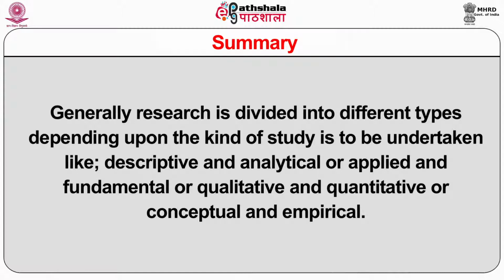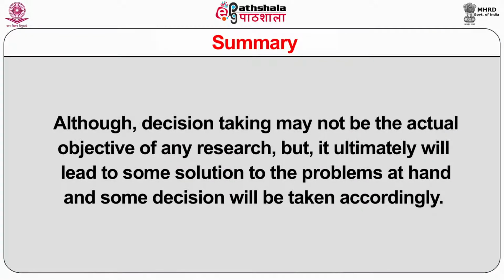Generally, research is divided into different types depending upon the kind of study to be undertaken, like descriptive, analytical, applied, fundamental, qualitative, quantitative, conceptual, and empirical. This differentiation is based not only on the kind of study but also on the nature and applicability of that research. The main objective of any research is always to dig out something which is hidden beneath and also relevant. Although decision taking may not be the actual objective of any research, it ultimately leads to some solutions to the problems at hand and some decisions will be taken accordingly.